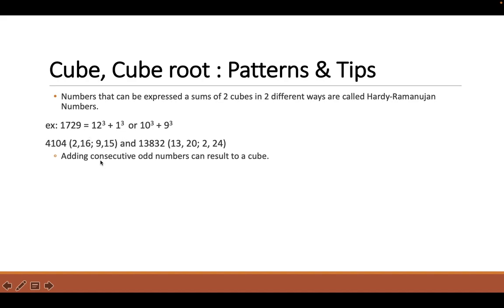Next one, adding consecutive odd numbers can result in a cube. This is again another pattern. They are saying that adding consecutive odd numbers can result in a cube, and we will just see a few examples. By just saying 1 equal to 1 cube. Another example is these odd numbers: 3 plus 5 equal to 2 cube, and these odd numbers 7, 9, 11 can be 3 cube. So, just interesting patterns you have to remember just for the fun sake.